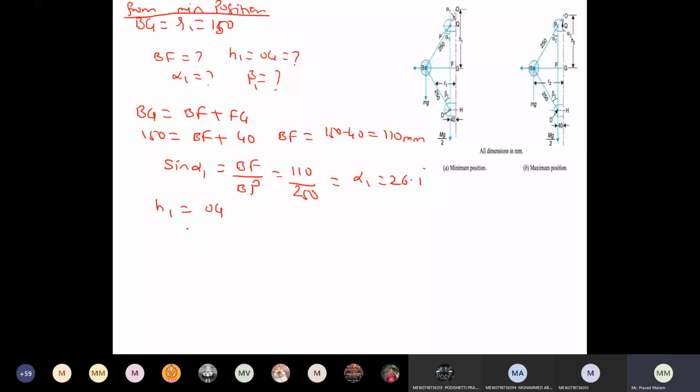What is tan alpha 1 from this? How to write tan alpha 1? Right, tan alpha 1 is BG by OG. Now I want OG. So OG is equal to BG by tan alpha 1. Okay, H1 is equal to BG by tan alpha 1. What is BG we got? 150 mm by tan alpha 1, we got 26.1. Now solve this and give me the H1 value.